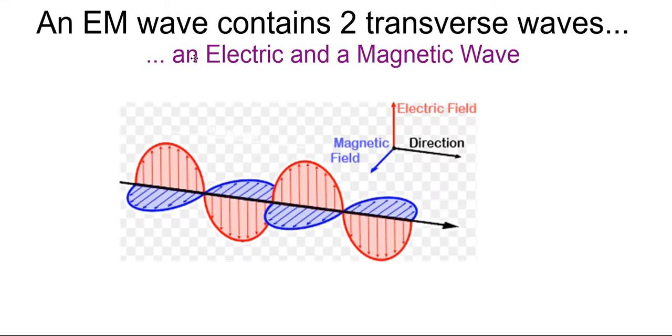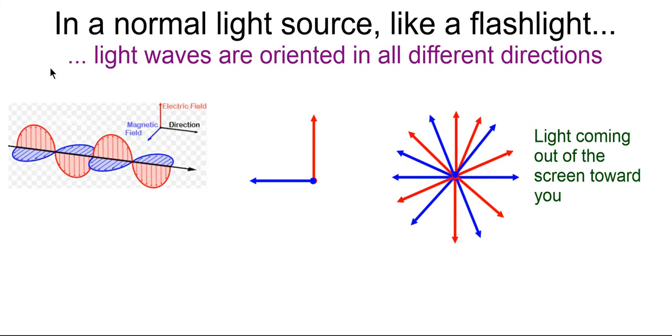Now, if you recall, an EM wave actually has two transverse waves in it, an electric wave and a magnetic wave. In this picture, the electric wave is in red, going down this way. The magnetic field comes out of the page at you. They happen to be at 90 degrees to each other. Now, most light you'll see, the light waves are oriented in different directions. I've represented one wave here, red up, that's the electric, and the blue sideways, and that's one wave.